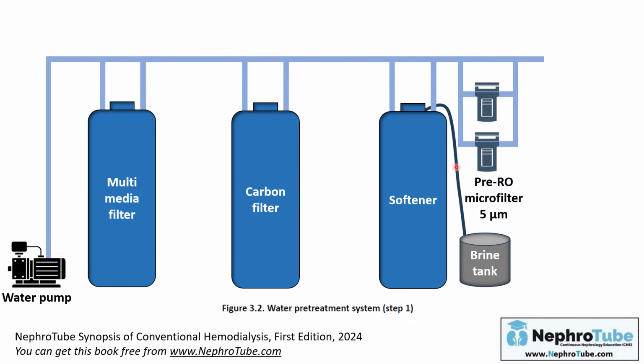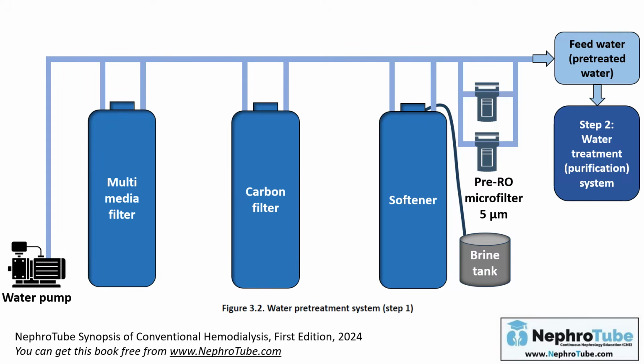Is to remove particles that are released from the softener or carbon filter. The softener or carbon filter themselves release some particles that must be removed before the water reaches the RO, and this will be removed by the pre-RO microfilter. Then the water, which is called the feed water, is now formed. It is called the feed water or pre-treated water that will go to step 2 water treatment purification system.